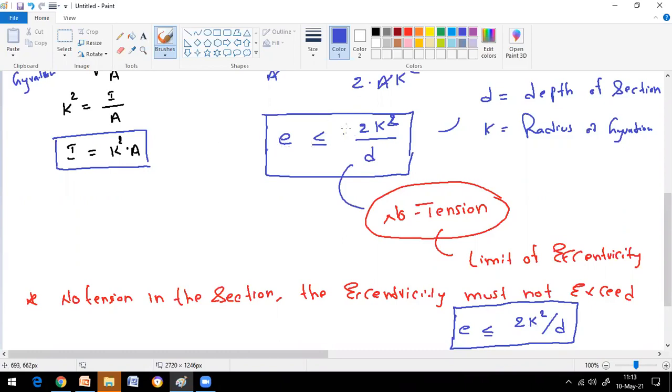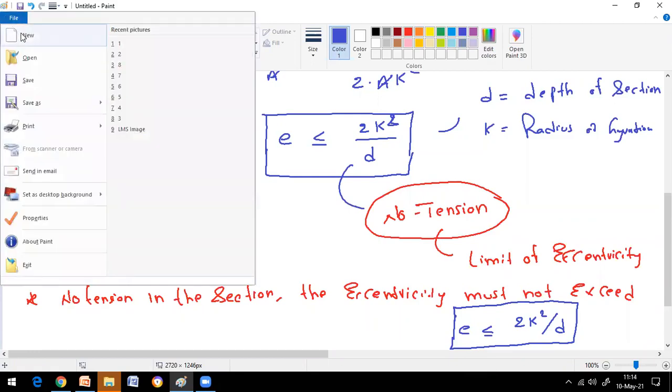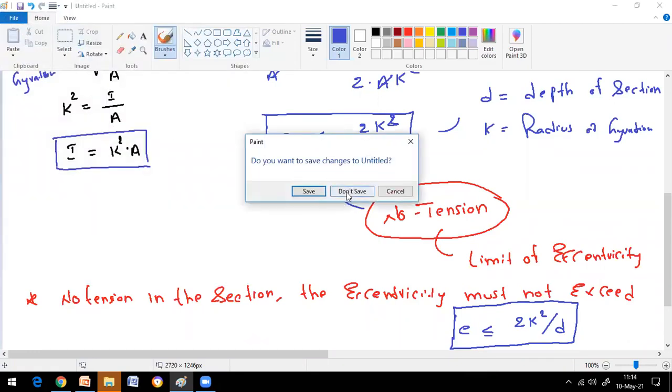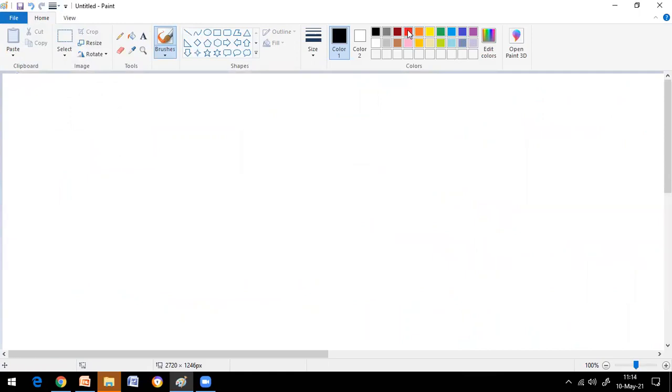Based on this, we will now write down what eccentrical distance is to be maintained for a rectangular section to have no tension in that section. What eccentrical distance should be maintained, what limit of eccentricity should that particular section have, we will write down now. First section, note it directly: rectangular section.